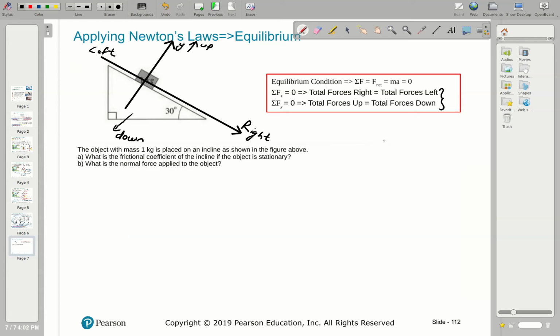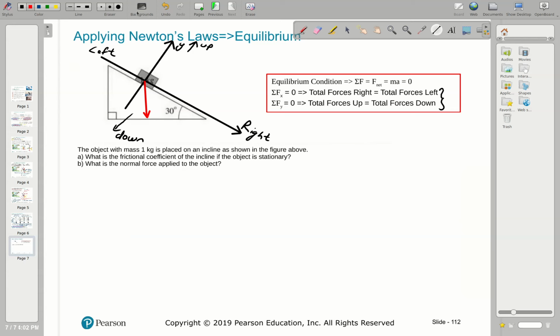Keep that in mind. Alright, so I have a 1 kilogram object in equilibrium. It's not moving, it's stationary. What is the coefficient of static friction? It will be static because the object is not moving. What am I gonna do? First, draw an ugly picture and show all the forces, or make a free body diagram, showing all the forces.